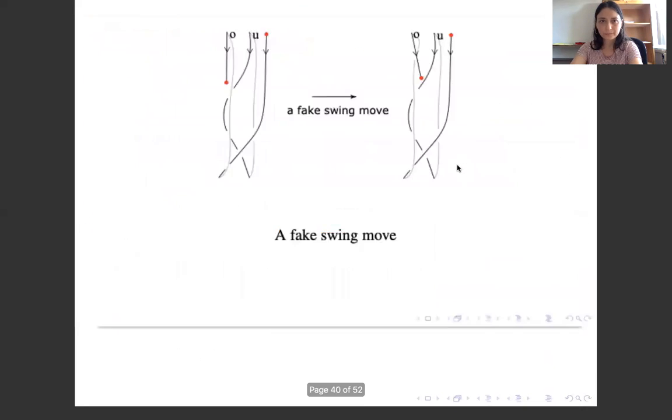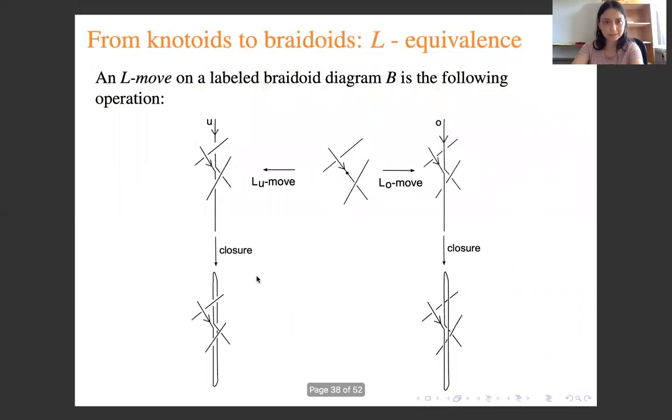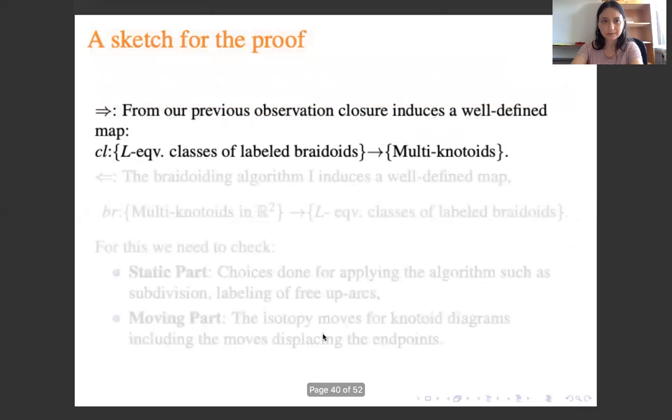We have seen from the former slide that when we apply an L move on a portion of a braidoid strand, the resulting pairs of corresponding ends can be closed with respect to the given label. And when we close it, we turn back to the initial portion of the braidoid strand up to isotopy. So this suggests that the closure gives us a well-defined map from the L equivalence classes of labeled braidoids to the isotopic classes of multi-knotoids.